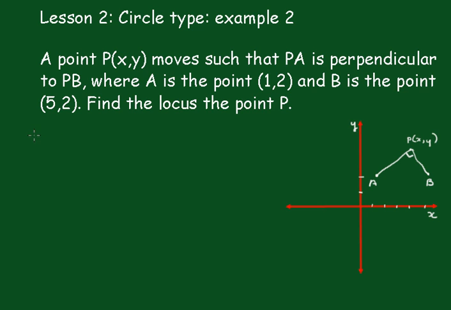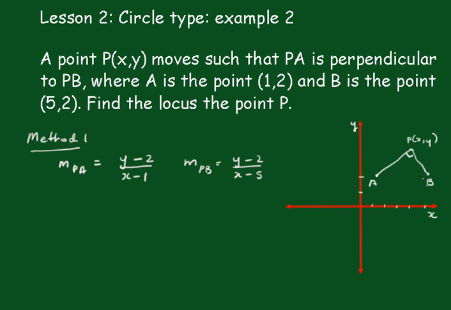Now the first method I'll show you is a combination of algebra and coordinate geometry. Call that method 1. Now look at the gradient of PA. So the gradient of PA is equal to the difference in the y values. That's y minus 2 over x minus 1. And the gradient of PB is y minus 2 over x minus 5.